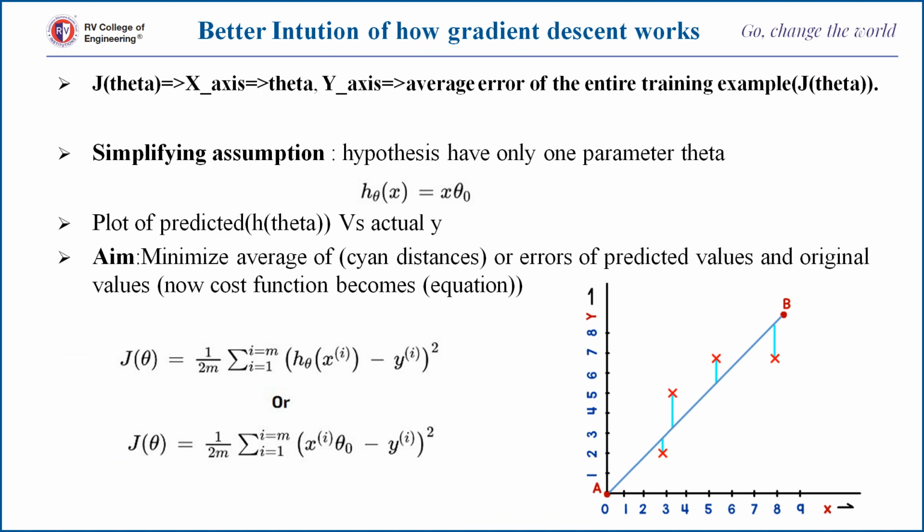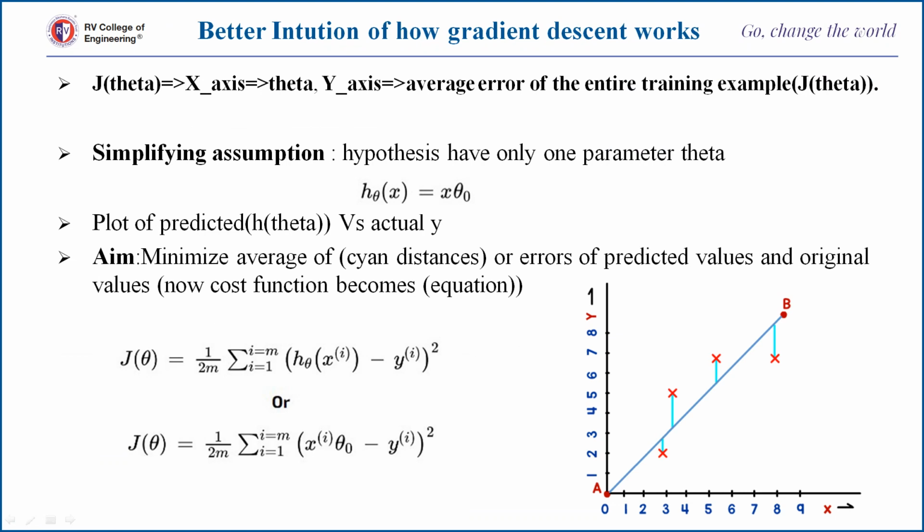So, the intuition of how gradient descent works. Let us make a simplifying assumption that the hypothesis function has only one parameter theta, that is, our hypothesis function is x into theta naught. So we have to find the optimal value of theta naught. The plot of predicted, that is h of theta on the y axis, versus actual y is shown on the right side over here. Our aim is to minimize the average of the squared distances. These distances are the errors. These x's are the actual house price values, and on the line we can see the predicted house price value.